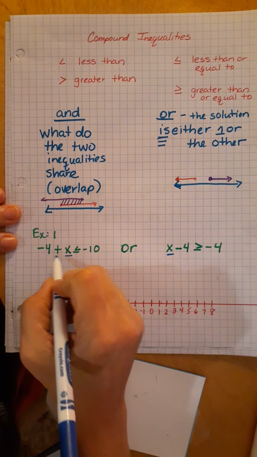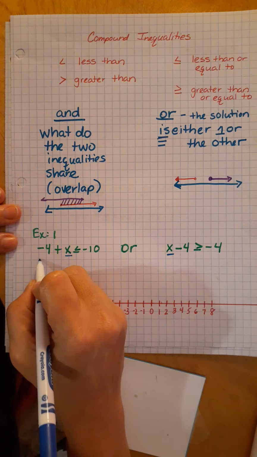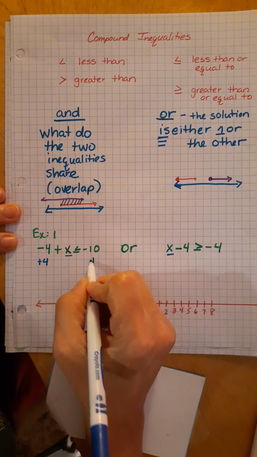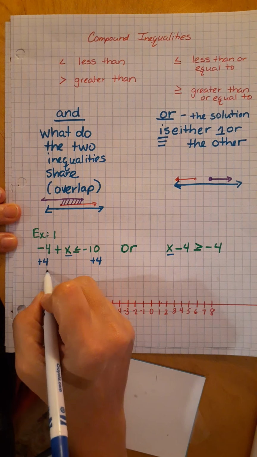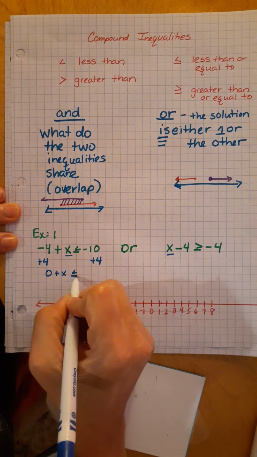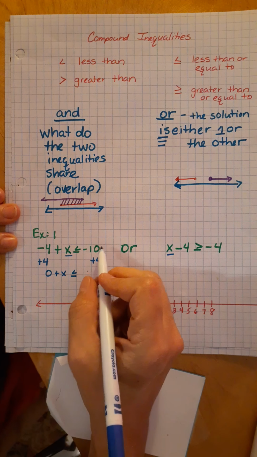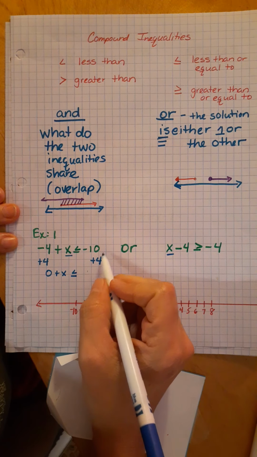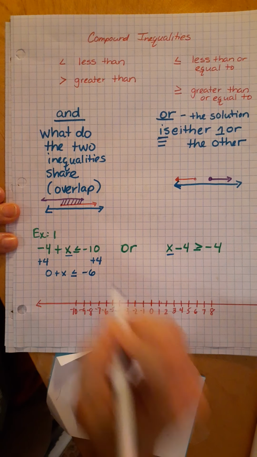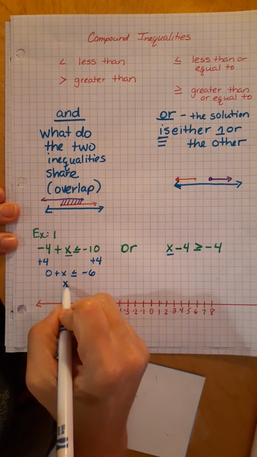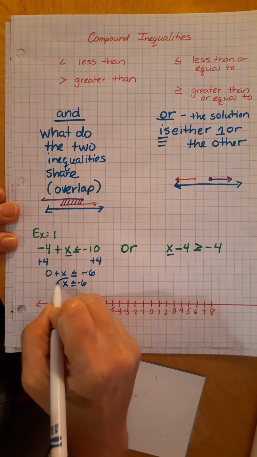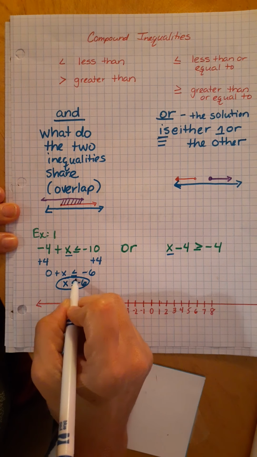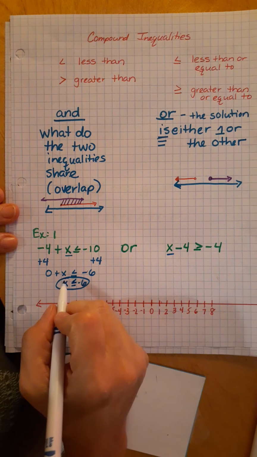So let's solve for x. We have negative 4 plus x, so I'm going to add 4 to both sides of the inequality. I get 0 plus x less than or equal to negative 10 plus 4. That's like saying I owe $10 and I have 4 to pay it back. If I pay back with my 4, I still owe 6. So 0 plus x is less than or equal to negative 6. Notice I did not flip the sign because I didn't multiply or divide by a negative number.